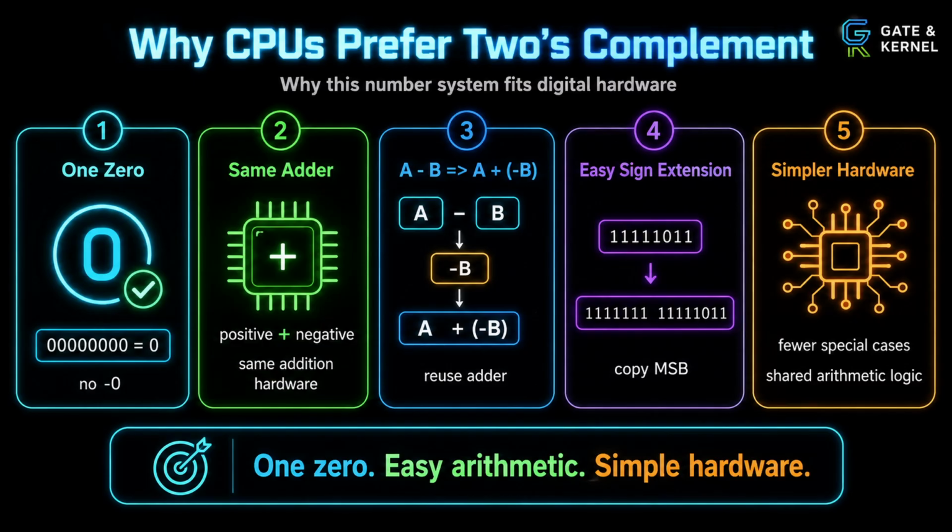Chapter 24. Why CPUs prefer 2's complement. 2's complement became dominant because it has several major advantages. There is only one zero. Positive and negative values can use the same basic binary addition circuitry. Subtraction can be turned into addition by adding the negative of the second operand. Sign extension is straightforward. And many arithmetic operations can share the same hardware. The result is simpler and more efficient digital logic. That is why 2's complement is so well suited to processor arithmetic.